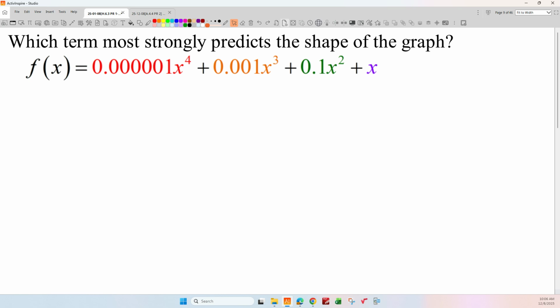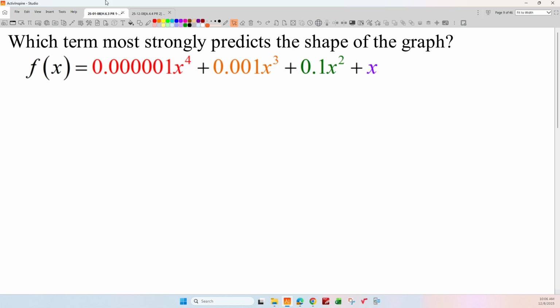Okay, so I want to do a little experiment here. Let's take a look at this. Here's a polynomial. And look how small those coefficients are for the bigger powers of x. Can everybody be with me here, please? So let's explore this and see which term most strongly predicts the shape of this graph. Let's just focus in on this.